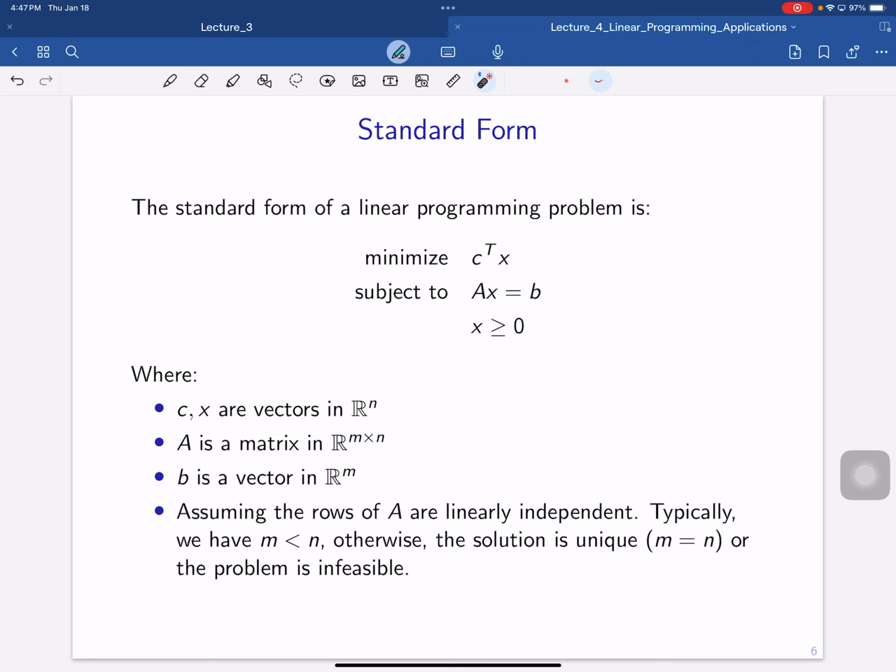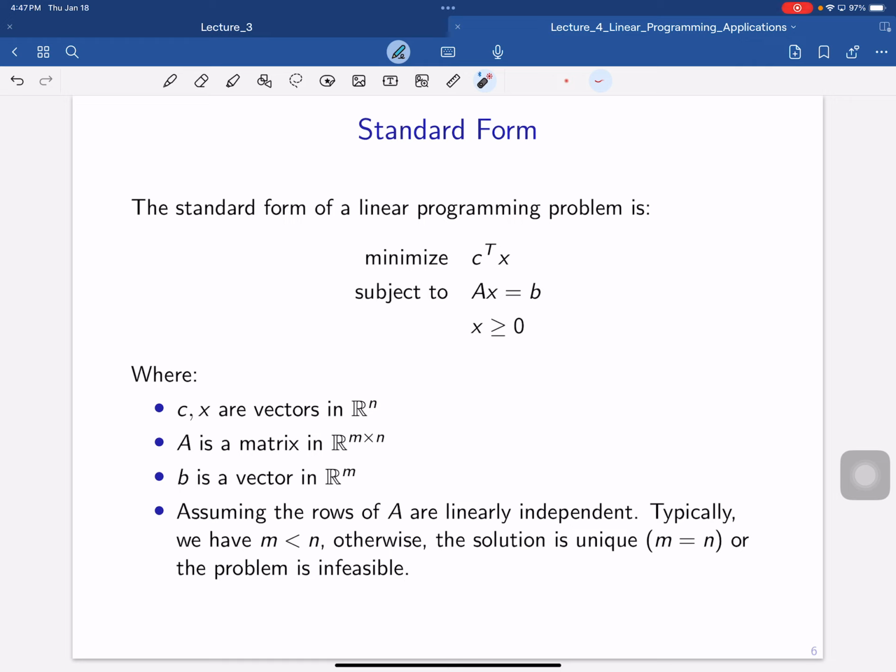Because if you have linearly independent constraints, the row rank and the column rank of the matrix are the same, right? So if you have only n variables, the rank of A can be at most n. So m should be less than or equal to n, okay? Then I'm also arguing that for most problems, m is strictly less than n. Why is that the case?